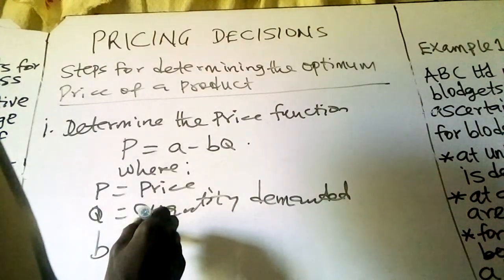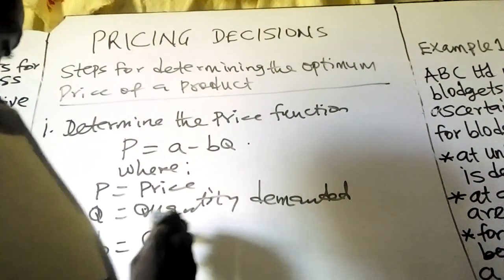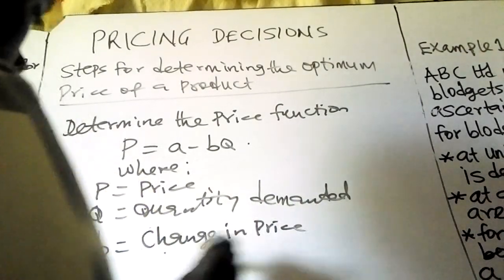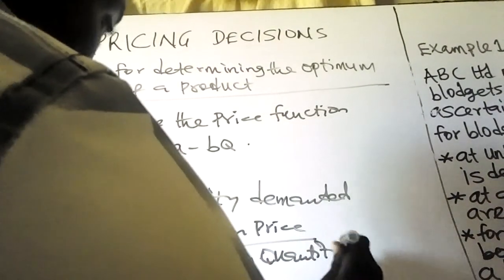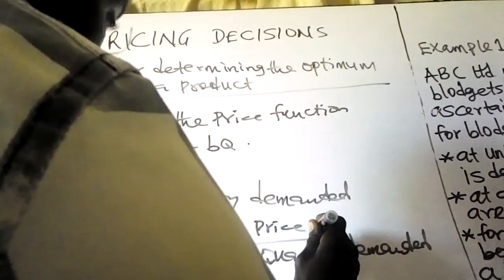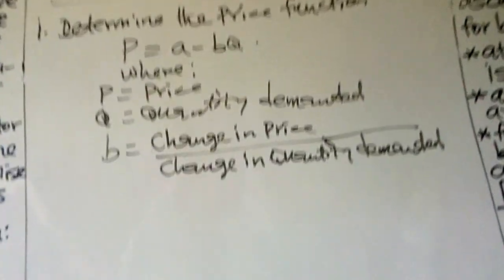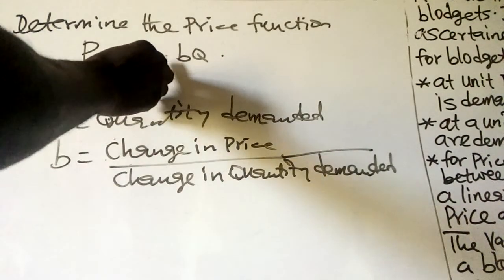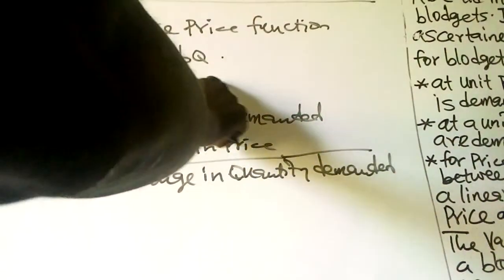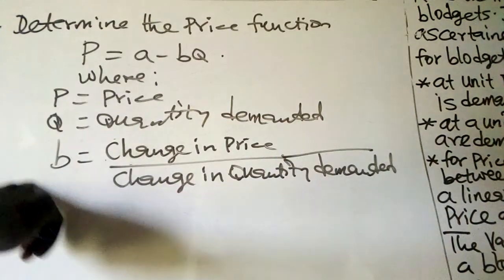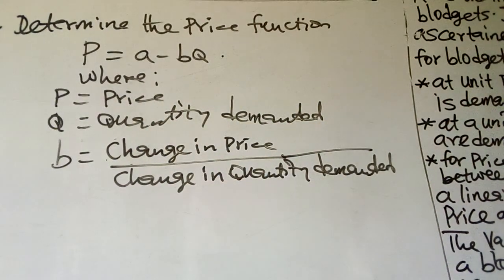And to calculate the gradient, we have dy/dx, which is change in price over change in quantity demanded. This will give you the value of B. And the value of B is always negative. That is why in this price function, you have minus there. If you write it as A minus BQ, you are going to forget the negative sign in the result obtained for B, so you make it positive. So take note of that.